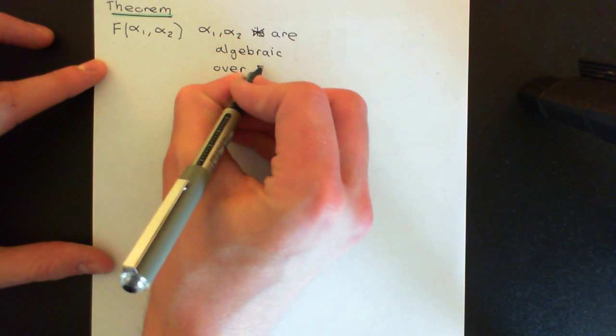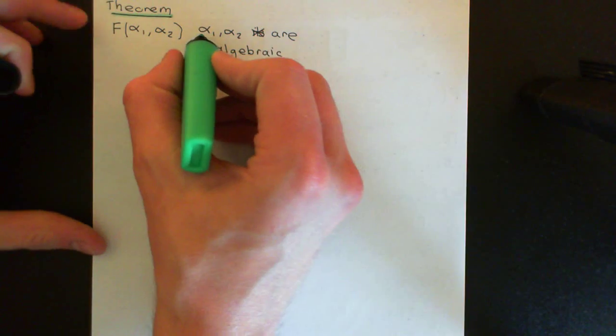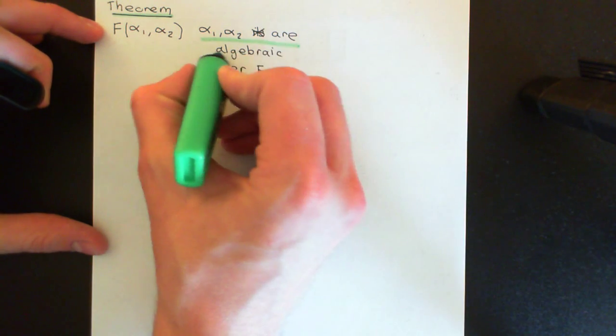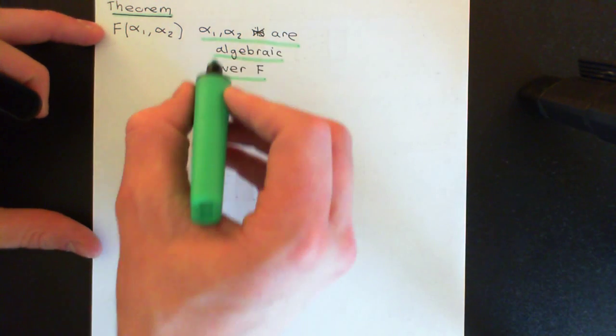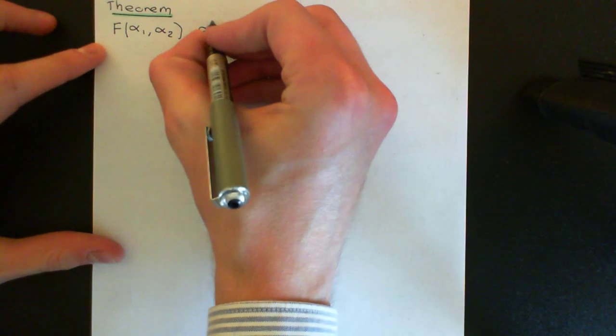Now remember what algebraic over F means. Algebraic over F means that there is a non-zero polynomial in the ring of polynomials over the field capital F, such that these elements are the root of that polynomial. As we proved in the video on algebraic field extensions, if you have an algebraic element, there is always a minimal polynomial for that algebraic element, which is the unique monic irreducible polynomial in the ring of polynomials over the field capital F such that that element is a root of that polynomial.